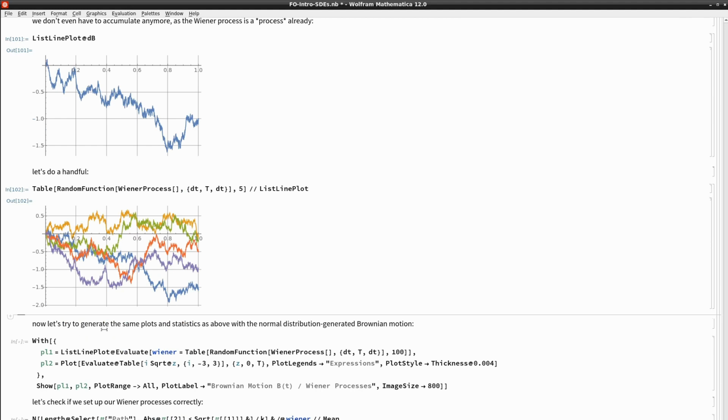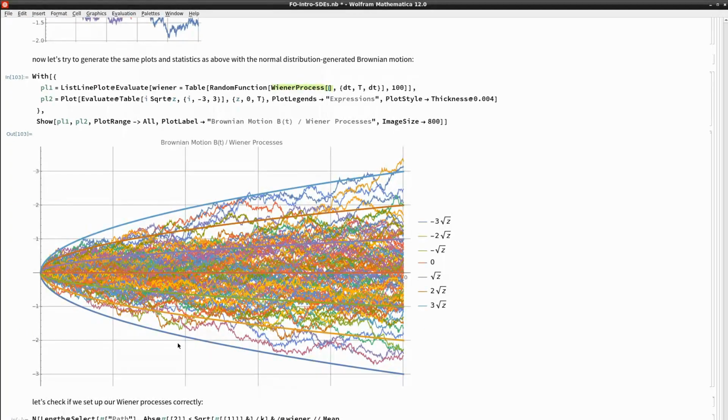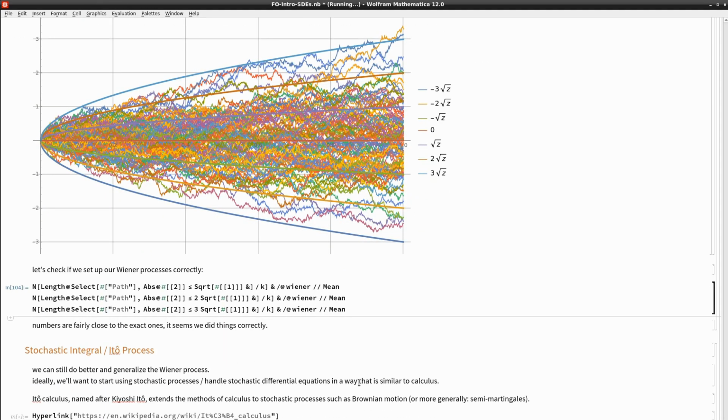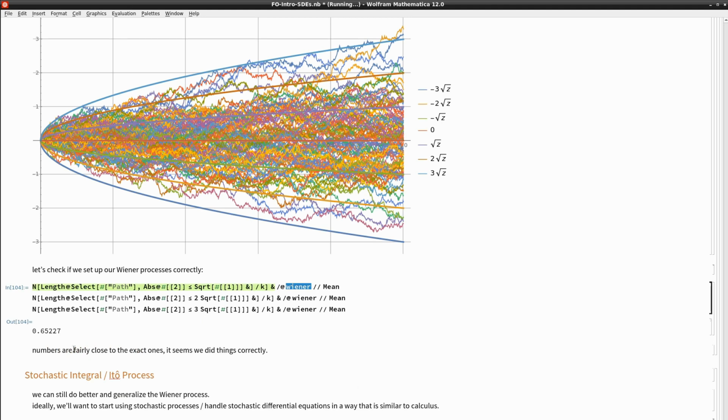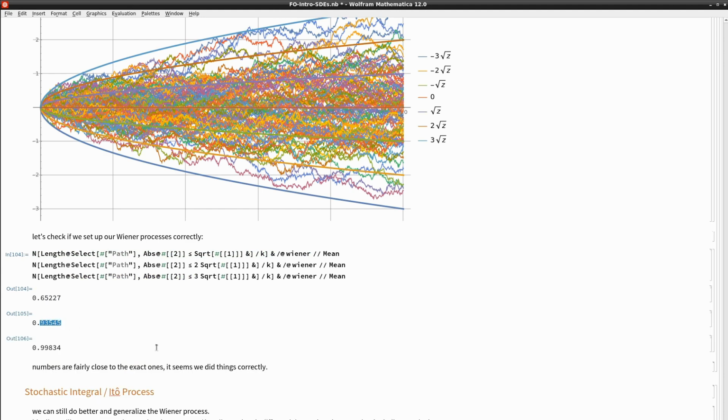But in the next step, let's try to generate the same plots and statistics as above. And here we do the same thing, but now we specify a Wiener process without parameters, meaning 0, 1. And you see that we get the same picture. Look at the standard deviations in the square root and in the legend. But note that now we have used a Wiener process for this. And let's verify if we set up our Wiener process correctly. We should see the same numbers again, but this time using the Wiener process, right? So for the first standard deviation, we get 0.65. And for the next one, 0.93 and 0.9983, right? Again, the same thing.